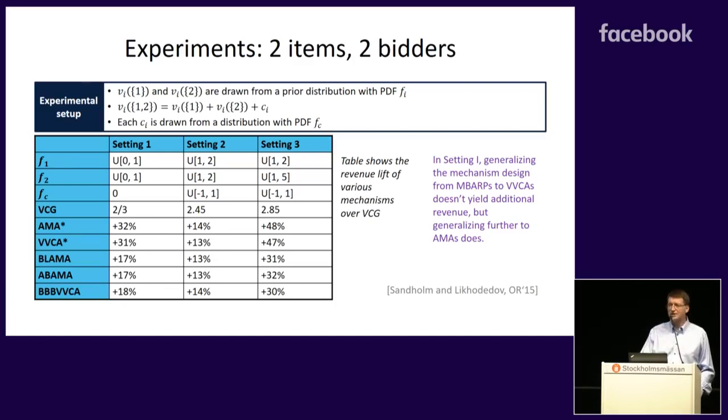Now, it was actually quite interesting later on with the same technology, when we looked at setting 1 in more detail, we started to see what are the things that actually allow you to get more revenue. And generalizing the mechanism design from what's called mixed bundling auctions with reserve prices, where you either sell all of the goods separately or as one big bundle, but you have reserve prices, to VVCAs, created no extra revenue. But then moving from VVCAs to AMAs did give extra revenue. So this type of computational methodology allows you to also get a qualitative understanding of where the revenue lift comes from.